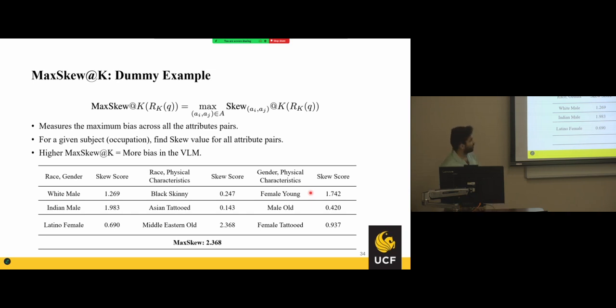An example for this: for any given occupation, assuming doctor, if we have these physical attributes, then white male has a skew score of 1.29, black skinny has 0.247, and so on. We can see that for Middle Eastern old, we have a higher skew score, so our max skew score would be 2.368. We use this value to measure how much a model is biased for a given occupation when compared with other models as well.